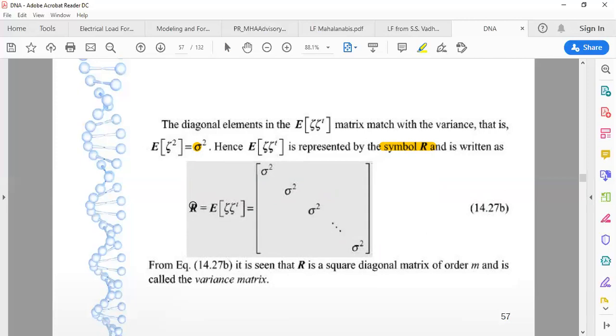So the variance matrix is defined with diagonal components which have individual sigma square. What is sigma? Sigma is nothing but the standard deviation of the individual meter. So the variance matrix R is a square diagonal matrix. Its order is m cross m, same as zeta into zeta transpose. And third, most crucial, R is defined as a variance matrix. What is variance? As we discussed previously, it is equal to sigma square.